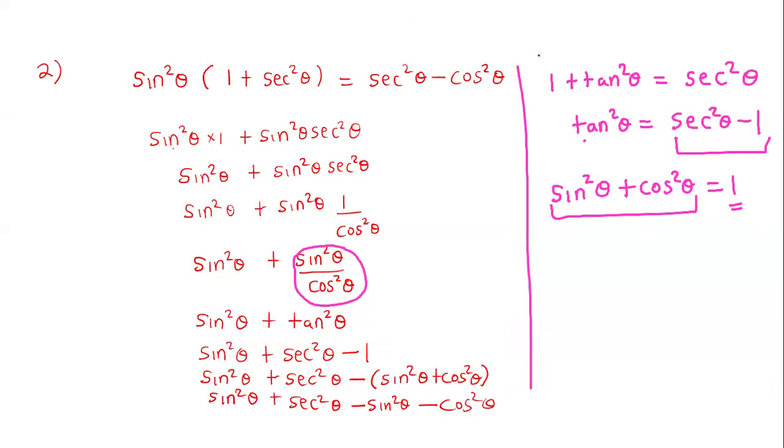But you have here already your sine squared. This is positive, this is negative, meaning that these two can go away. And once those two go away, you remain with your sec squared theta minus cos squared theta, the way we have it this side. So that is how you prove that.